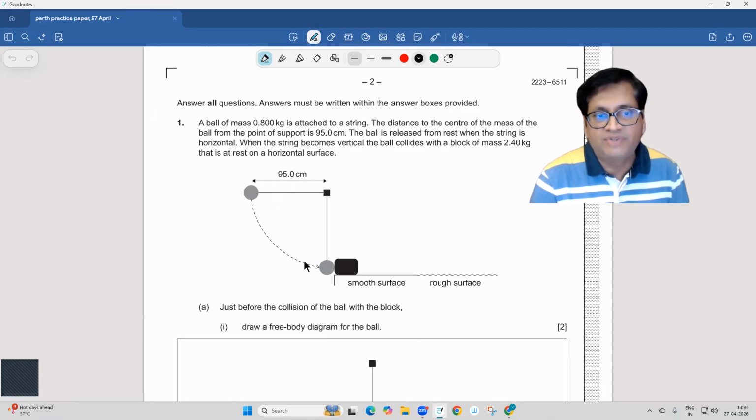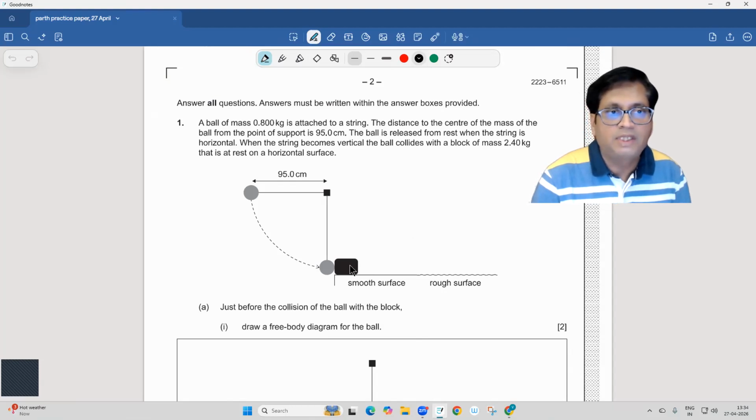It will swing like this, right? The ball is released from rest when the string is horizontal. And when the string comes vertical, the ball collides with a block of mass 2.4 kg. This is at rest on the horizontal surface, right?